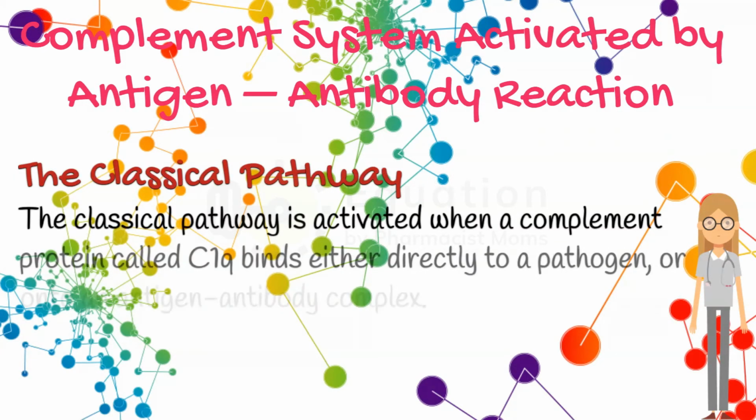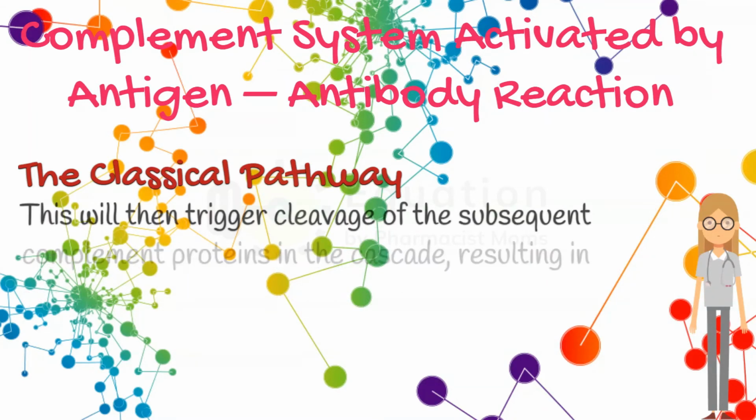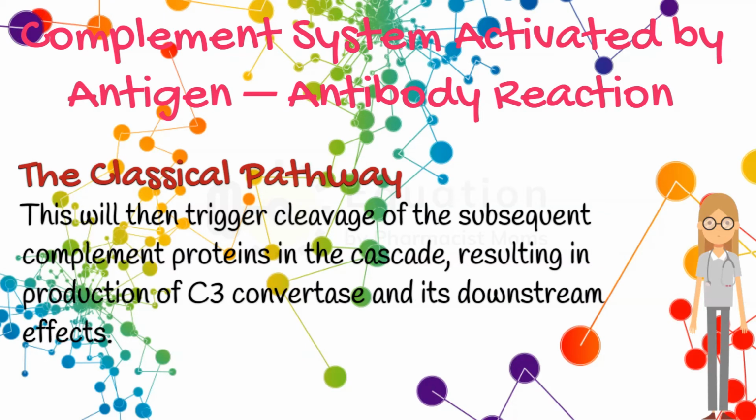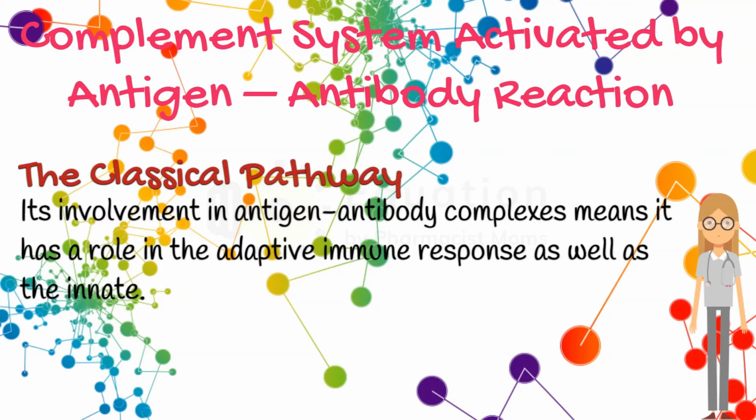First one is the classical pathway. The classical pathway is activated when a complement protein called C1q binds, either directly to a pathogen or onto an antigen-antibody complex. This will then trigger cleavage of the subsequent complement proteins in the cascade, resulting in production of C3 convertase and its downstream effects. Its involvement in antigen-antibody complexes means it has a role in the adaptive immune response as well as the innate.